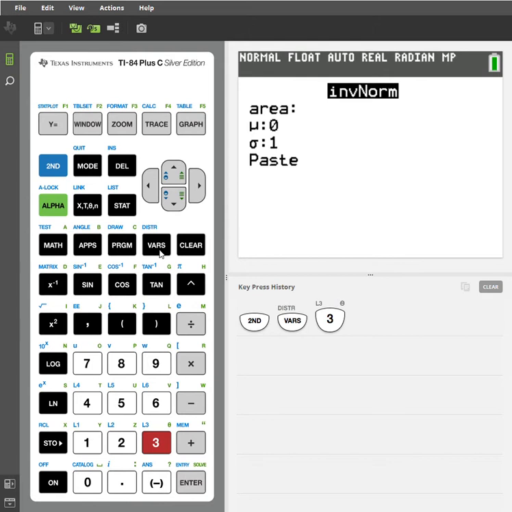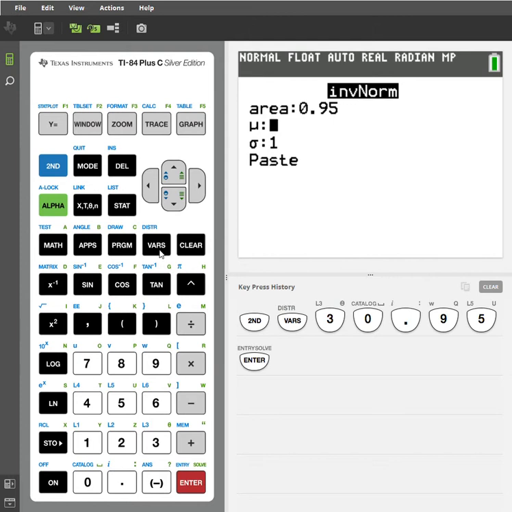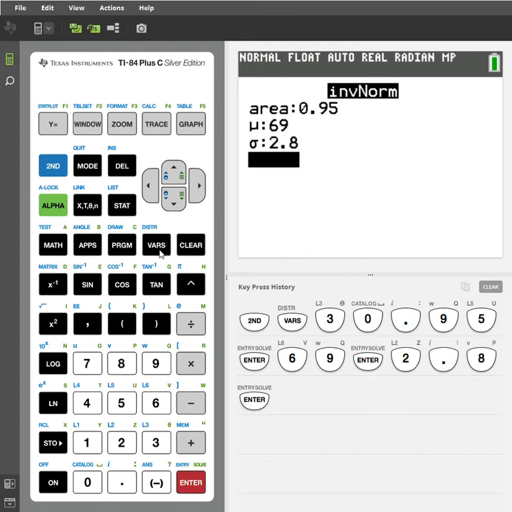Now here, we want the area below our data value. We want the whatever percentile as a decimal. So 95% of the men are below this height. That's the 95th percentile, which is the same as 0.95 for the area that we want to have shaded in. For this problem, our mean was 69.0 inches and our standard deviation was 2.8 inches.